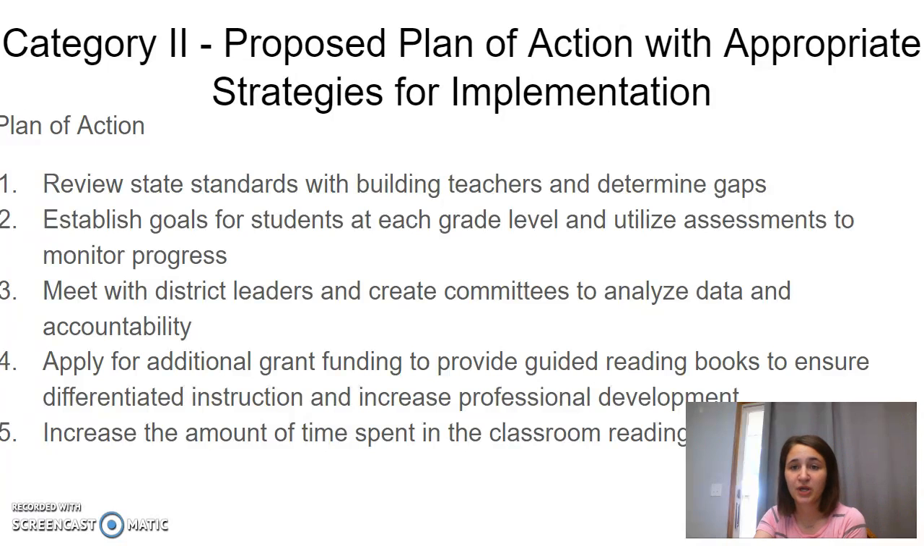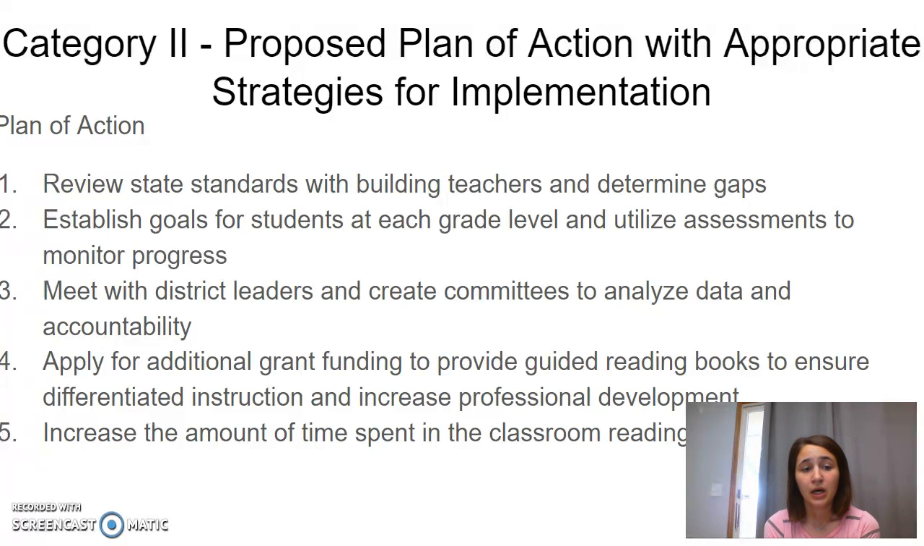Category 2, Proposed Plan of Action with Appropriate Strategies for Implementation. So my plan of action. Starting off, I think it's important to review state standards with the building teachers and determine the gaps. Where are our students not excelling in the objectives set by the state? And how do our building standards align with the state standards?